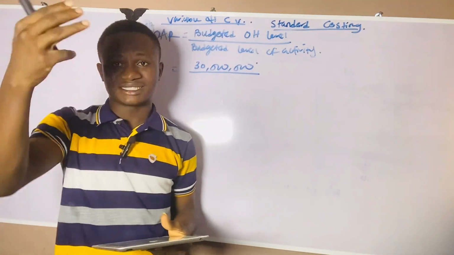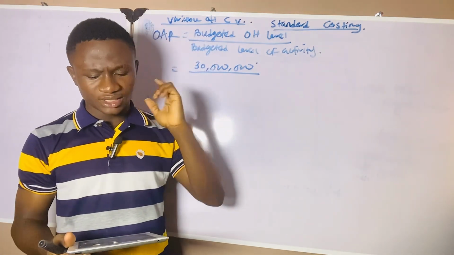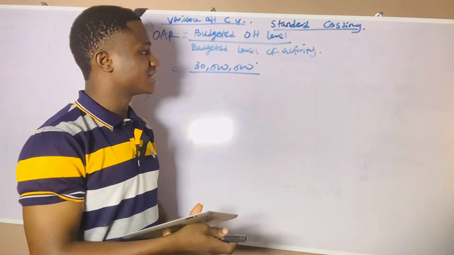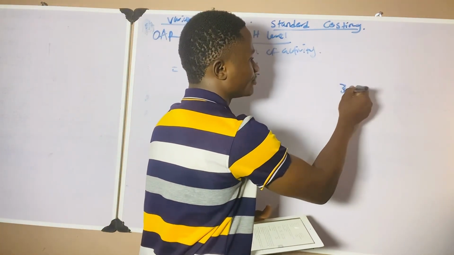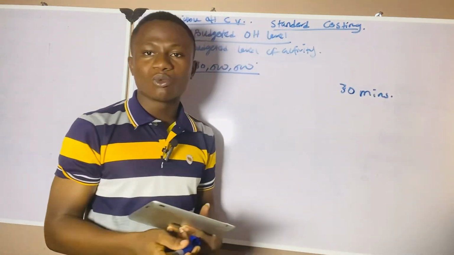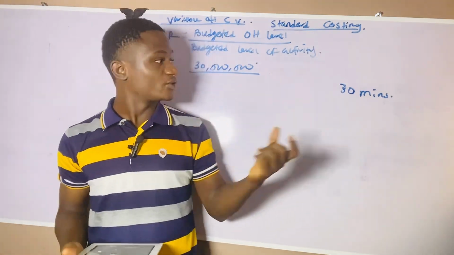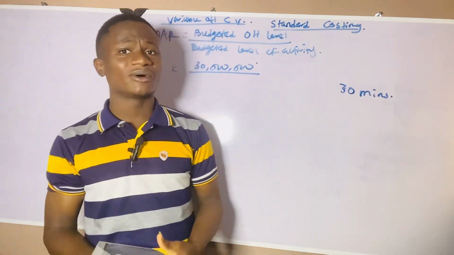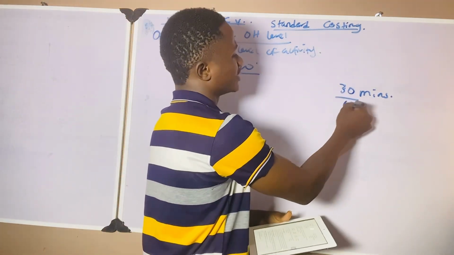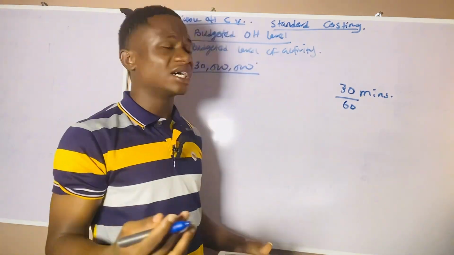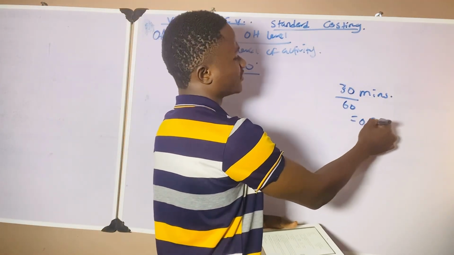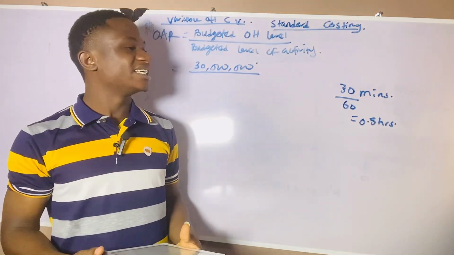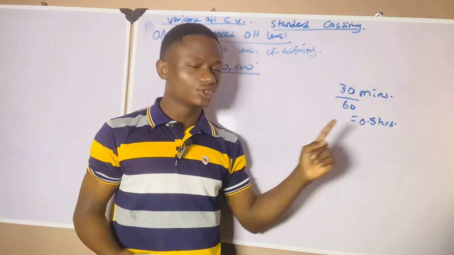Let me go back to the standards that we're being given. In the question, we're told that the direct labor is 30 minutes, which is what they spend to produce one unit. Let me convert this 30 minutes to hours: 30 divided by 60, because 60 minutes make 1 hour. So I'm going to have 0.5 hours. Now, 0.5 hours is what it takes a laborer to produce one unit.